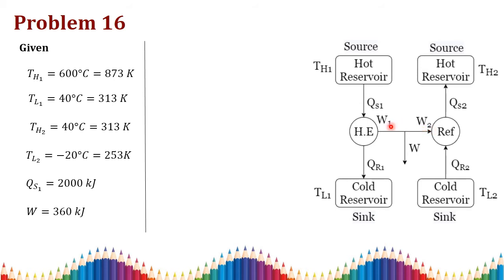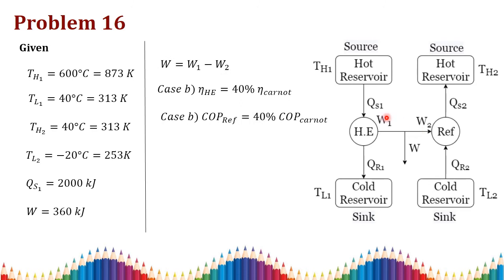Here work done 1. So W is equal to W1 minus W2, because the work is given into the refrigerator here. That is, we can write work done is equal to work done 1 minus work done 2.